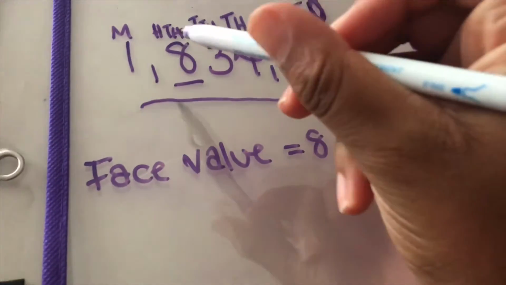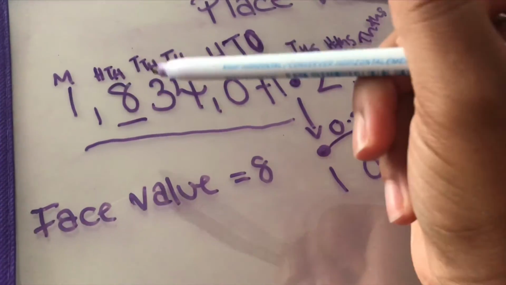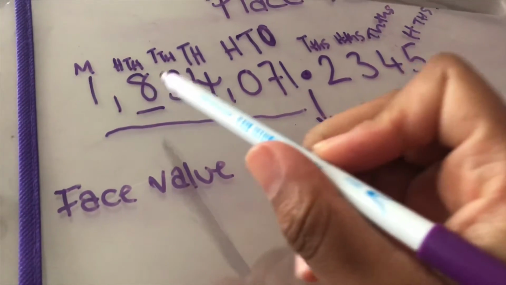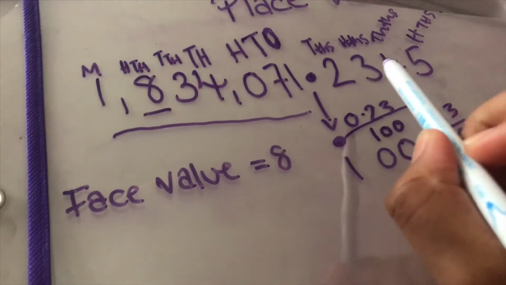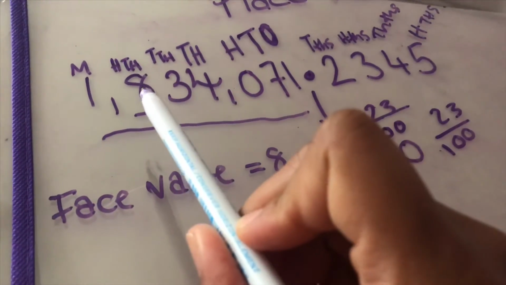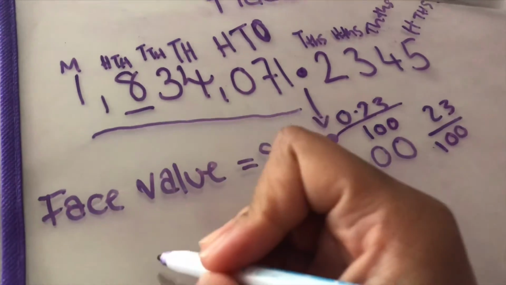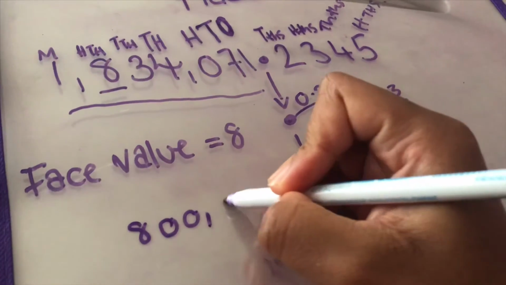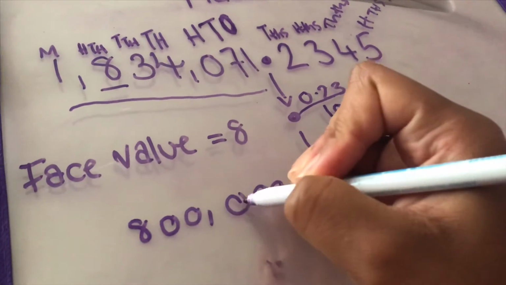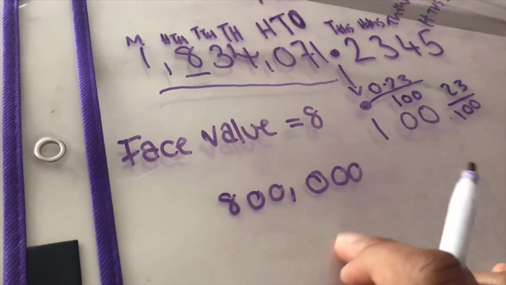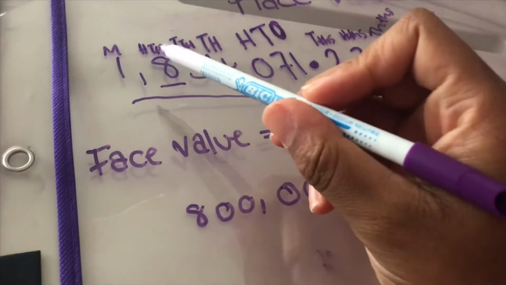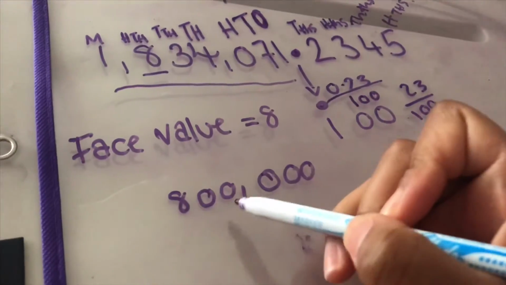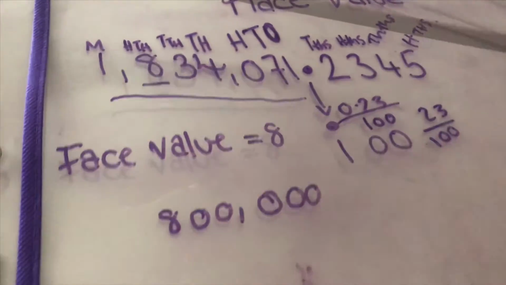But if I was asking for the place value, so what place does 8 have in 1,834,071.2345? It is in the hundreds of thousands. So it's 800,000. That's the place value, okay? It's in the 800s of thousands, so 800,000 column.